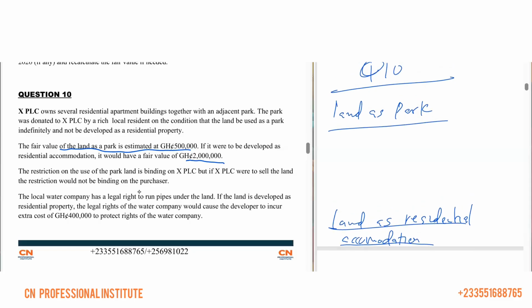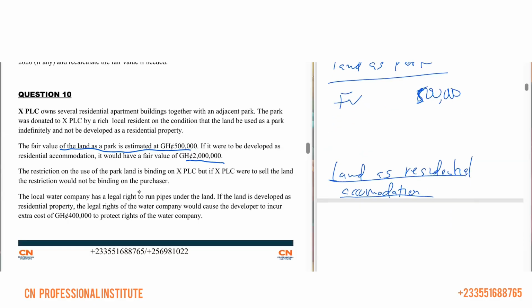Now, if we use the land as a park, the fair value is 500,000. There's no associated cost. When you come to the land as residential accommodation, we're told that the fair value will be 2 million.